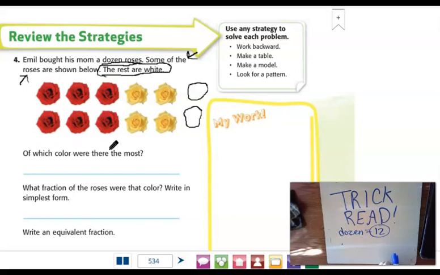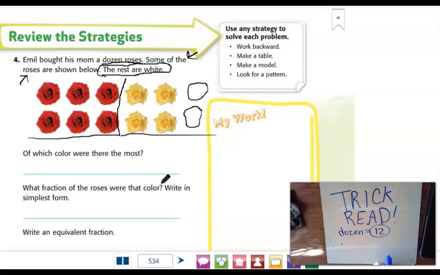Now, of which color were there the most? Well, if I've got 2, 4, 6 red, and now it would look like, if I hadn't read my problem carefully, it would look like the most were red. But once I've read carefully and I see that there are 2 whites that were missing from my picture, I can see that there actually is no color that there are the most. The colors are equal. So that's a trick.